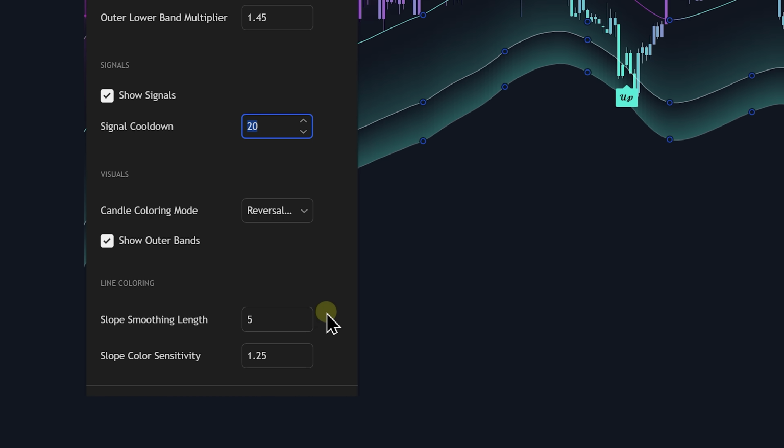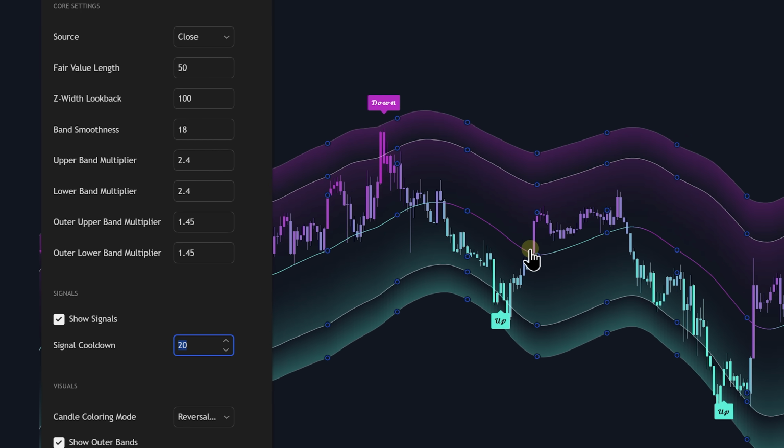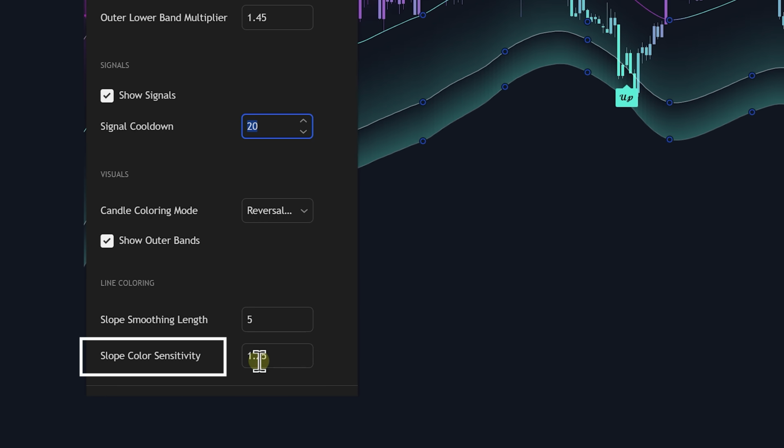A lower value makes the color respond faster when the line changes direction. A higher value makes the color more stable but slower to react. The final input is Slope Color Sensitivity. This determines how quickly the fair value line reaches its strongest bullish or bearish color. I'm gonna leave both slope settings at their default values.